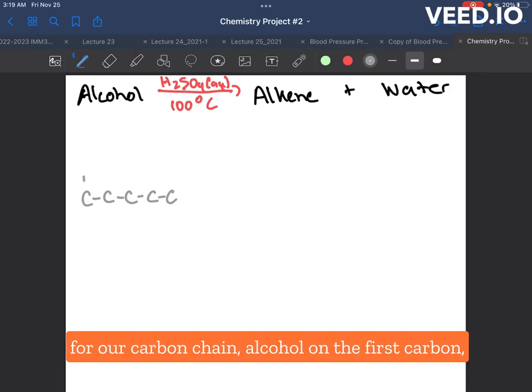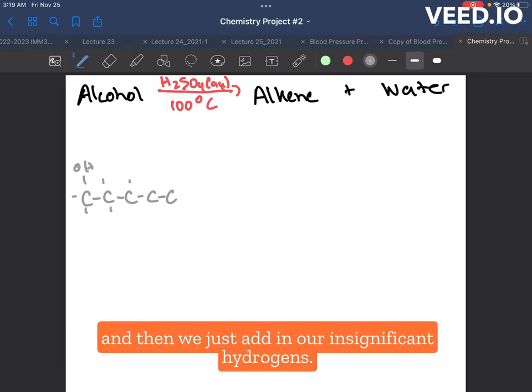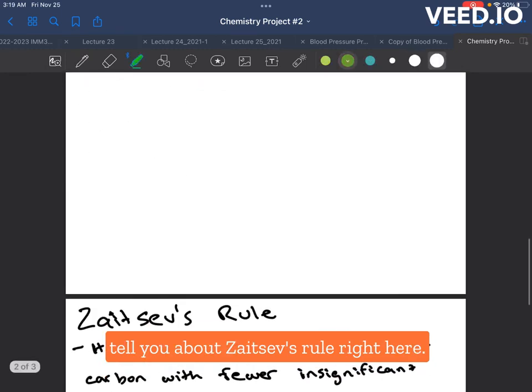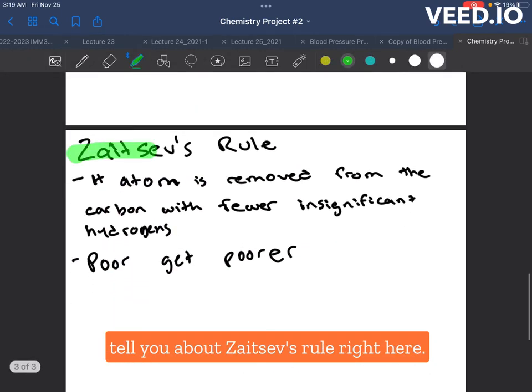Perfect. Now in today's lesson, we will be focusing on pentan-1-ol, which is drawn as such. 5 carbons for a carbon chain, alcohol on the first carbon, and then we just add in our insignificant hydrogens. Perfect. However, before we can move on, I must tell you about Zaitsev's rule right here.